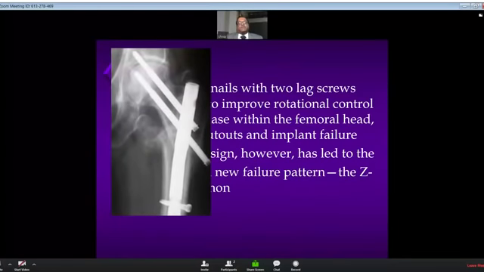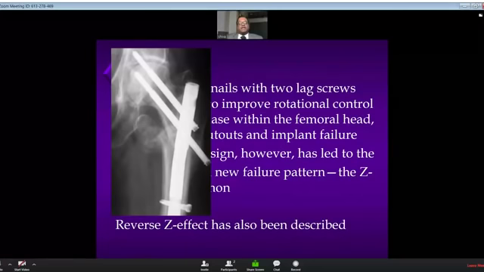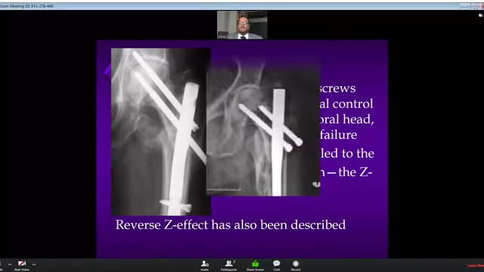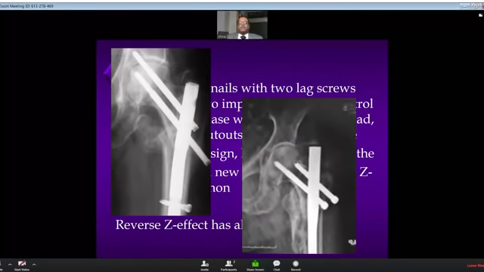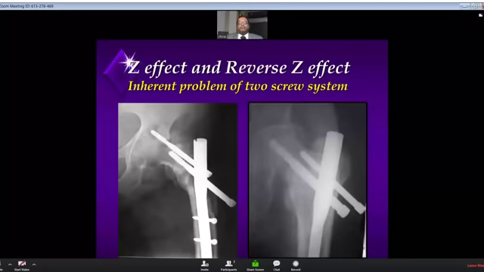Here you can see the superior screw going inside and the inferior screw coming out. This is called the Z effect. The opposite, the mirror image of the same, is called the reverse Z effect, where the superior screw walks out and the inferior screw gets penetrated deeper. As I said earlier, both Z and reverse Z effect are inherent problems of the two-screw system.